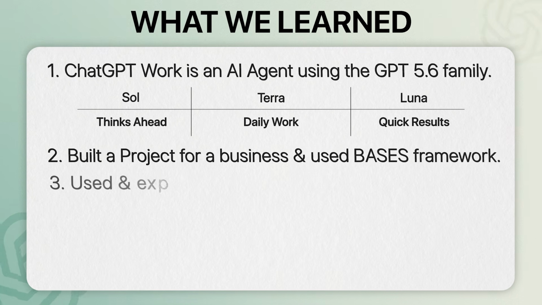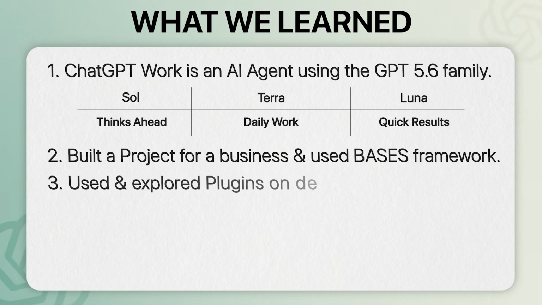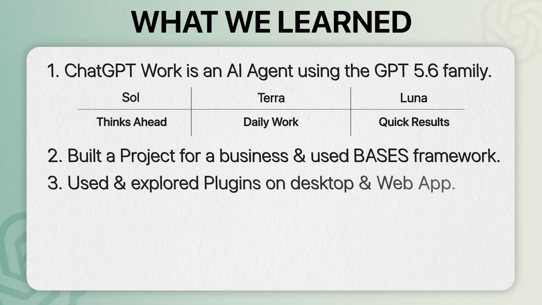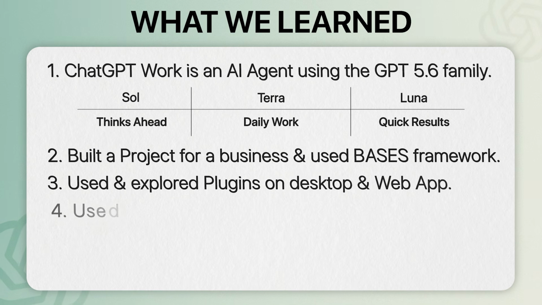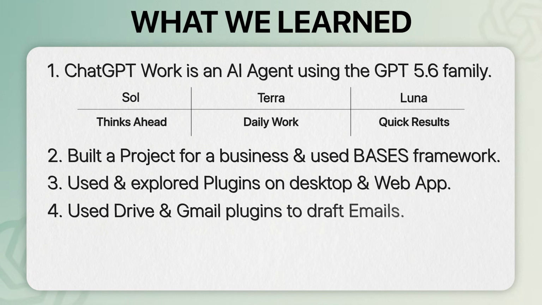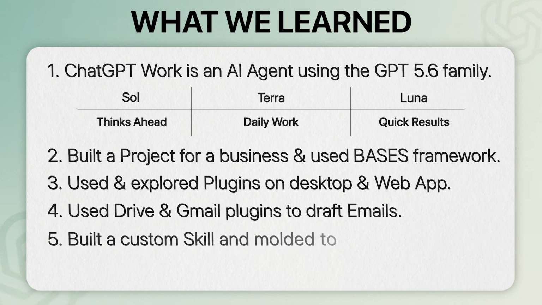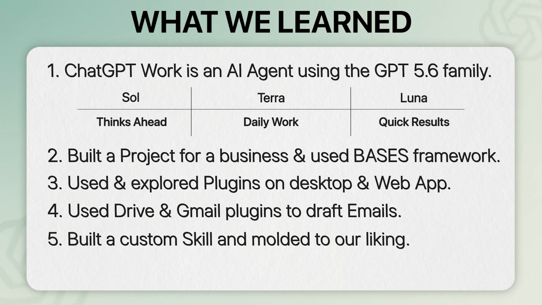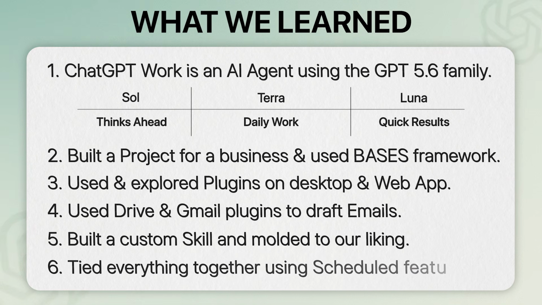Then we saw how plugins work differently depending on where you are, templates on the desktop app, and live connectors on the web. Then we pulled live data from Drive and drafted real emails through the Gmail plugin. After that, we built a custom skill to stop re-explaining things every time, and then we tied the whole thing together with the scheduled feature.